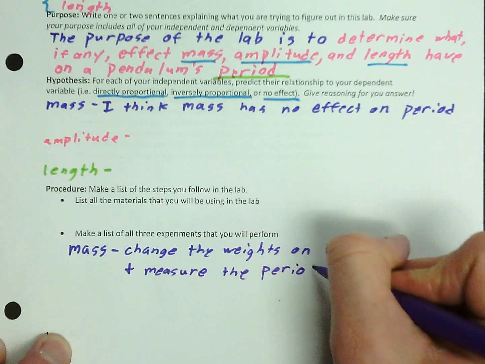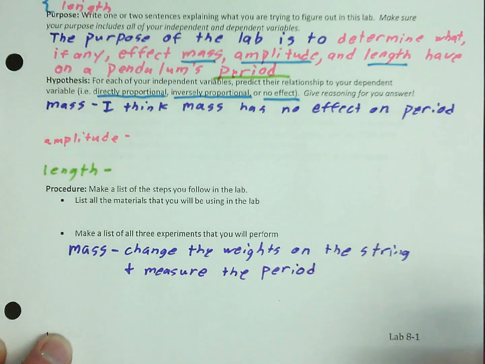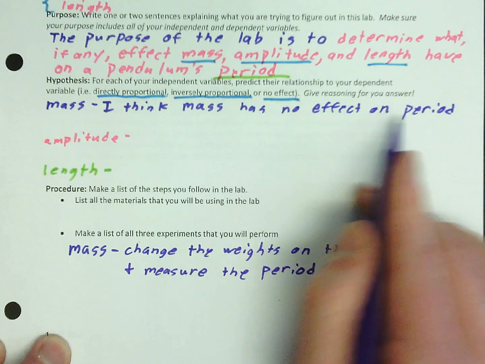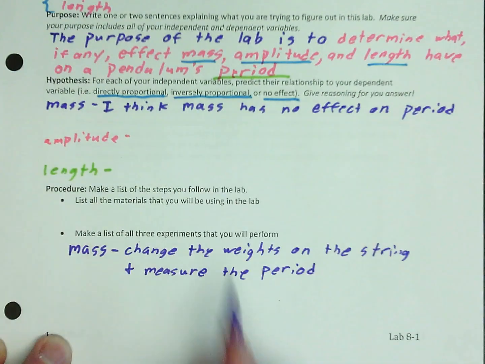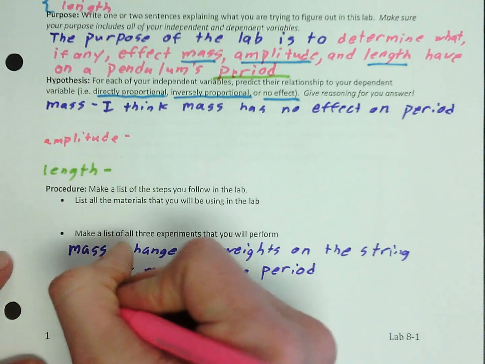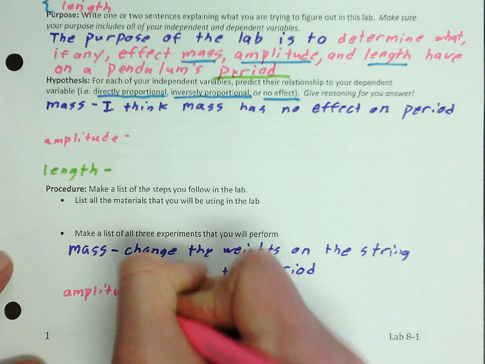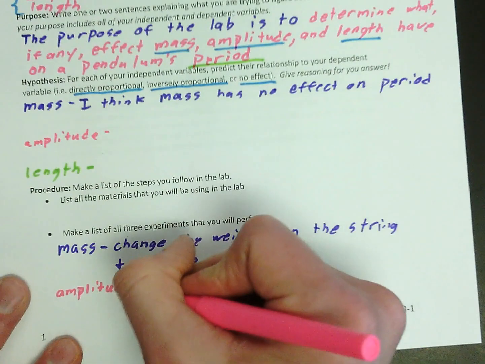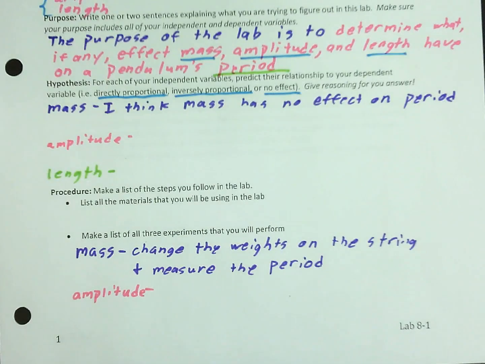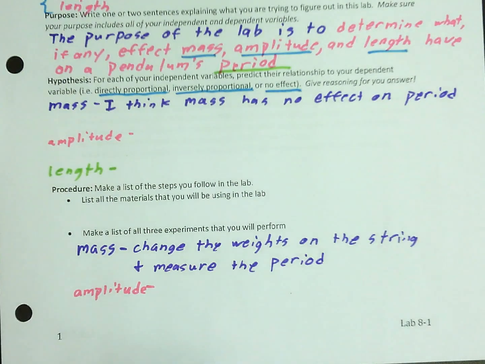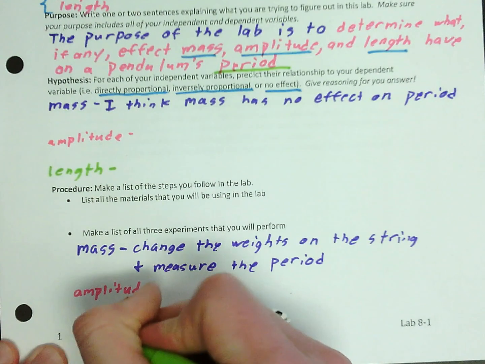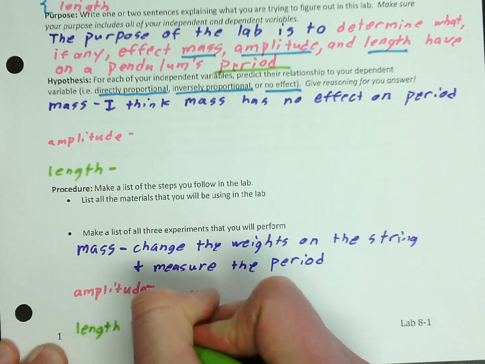Now, we're not really going to measure period, but we'll get to that in a second. Period is the thing we're worried about, though, right? The effect on period, how it affects period. We're going to measure the period. So that's what I would do for now. Go ahead and do that for the other two as well. Amplitude. For amplitude, you're going to change how far you pull it back. And then for length, you're going to change how long the string is.